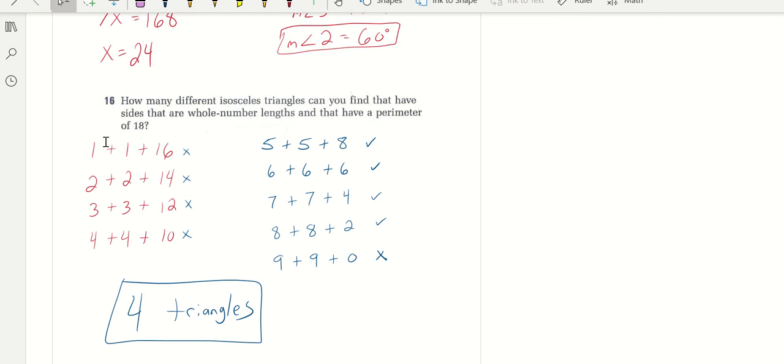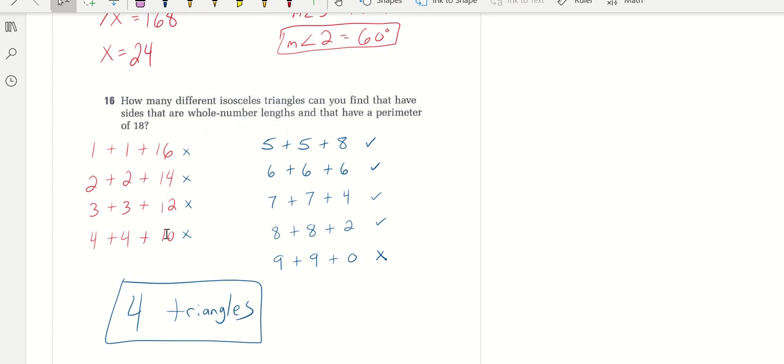Remember, the triangle inequality theorem states that when you add any two sides of a triangle, their sum must be greater than the third side. Here's the problem: 1 plus 1 is not greater than 16. So you cannot create a triangle with sides of 1, 1, and 16. Not possible. How about 2, 2, and 14? That's a sum of 18, but again, 2 plus 2 is not greater than 14. 3, 3, and 12. That's a sum of 18, but again, 3 plus 3 is not greater than 12.